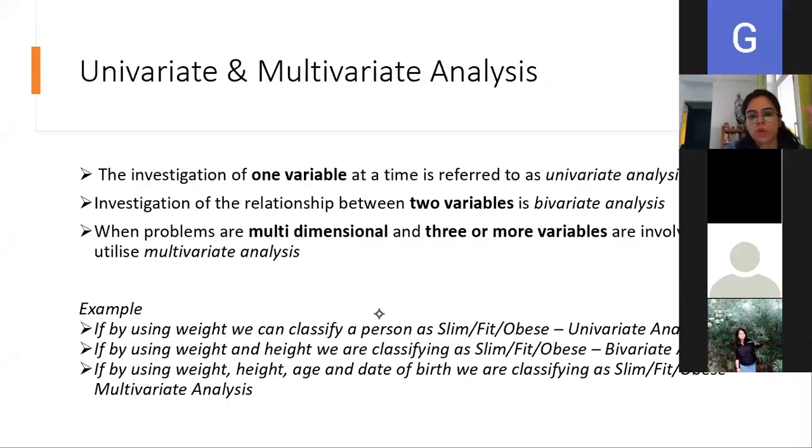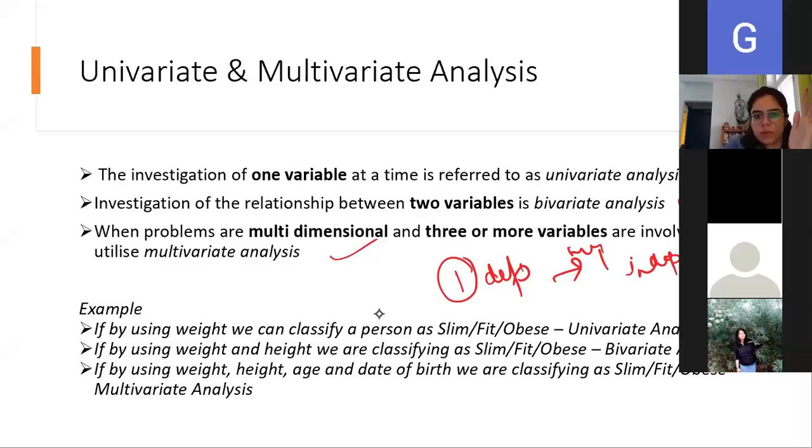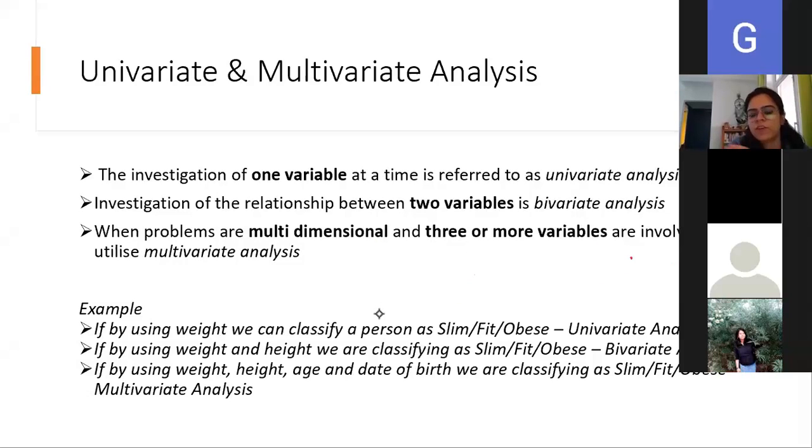Okay, so the investigation of one variable at a time is referred to as univariate analysis. Investigation of the relationship between two variables is bivariate. And when 3 or more variables are involved, we use multivariate analysis. So in multiple regression, there is going to be one dependent variable and more than one independent variable. So for now, just remember that there are univariate, bivariate, and multivariate. What is the difference? It is in terms of the variables that you are investigating. If you are investigating one variable, it's univariate.